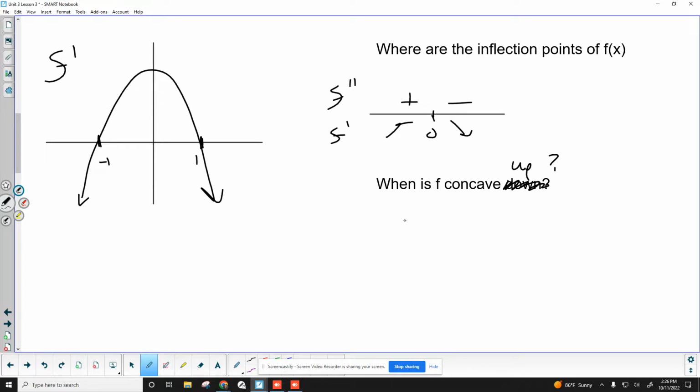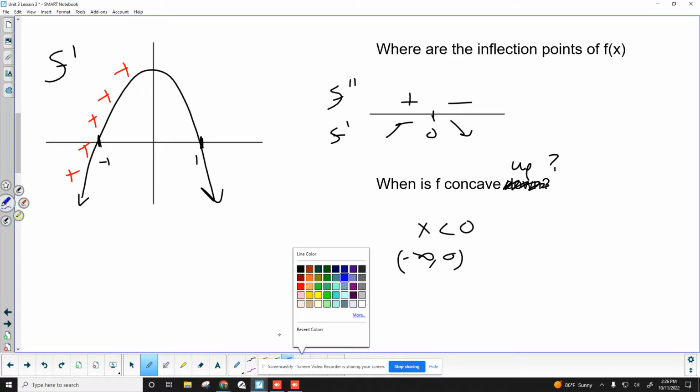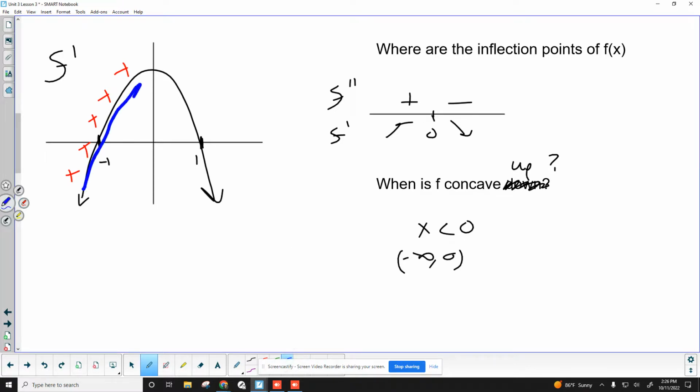When is F concave up? When x is less than 0, or from negative infinity to 0, because that's when F prime slopes are positive, or when F prime is increasing. Where do we have points of inflection? At x equals 0.